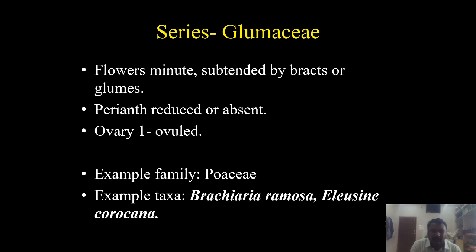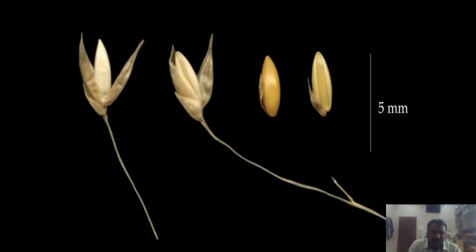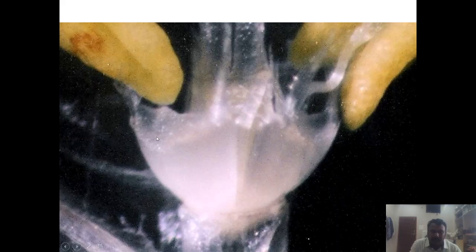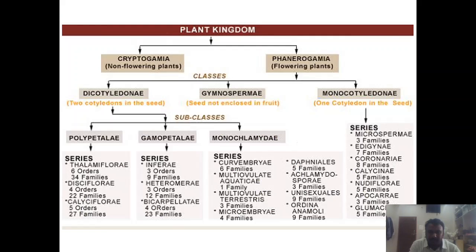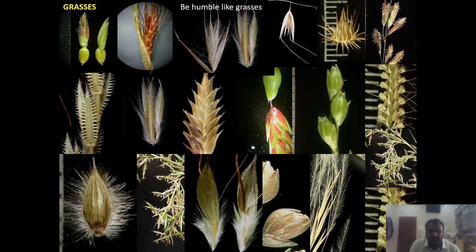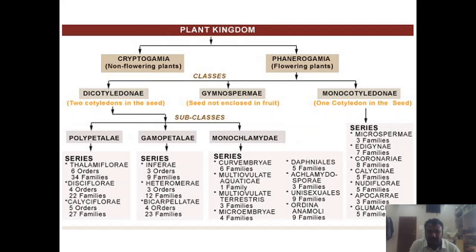Last series, Glumaceae. Flowers minute, subtended by bracts or glumes. Perianth reduced or absent. Ovary with 1 ovule. Example families, Cyperaceae and Poaceae. Brachiaria ramosa or Eleusine coracana. You can see the spikelet here. They are the subtended glumes. Florets, reduced perianth. These are all glumes and other spikelet structures.